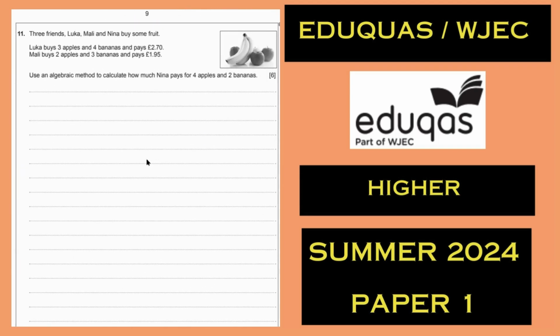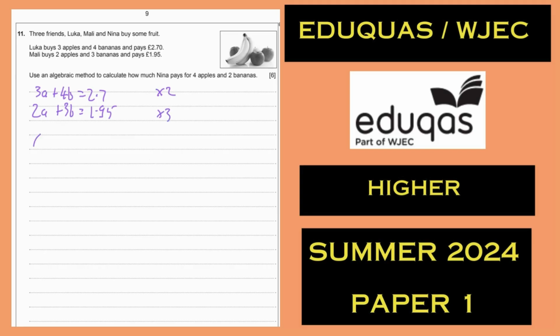Number 11. Long and waffle, and this extra line of working out, ignore it. One line at a time. We've got 3 apples and 4 bananas for £2.70. 2 apples, 3 bananas, £1.95. It's simultaneous equations. I'm choosing to make the number of apples the same, so I'm going to double the top and treble the bottom.